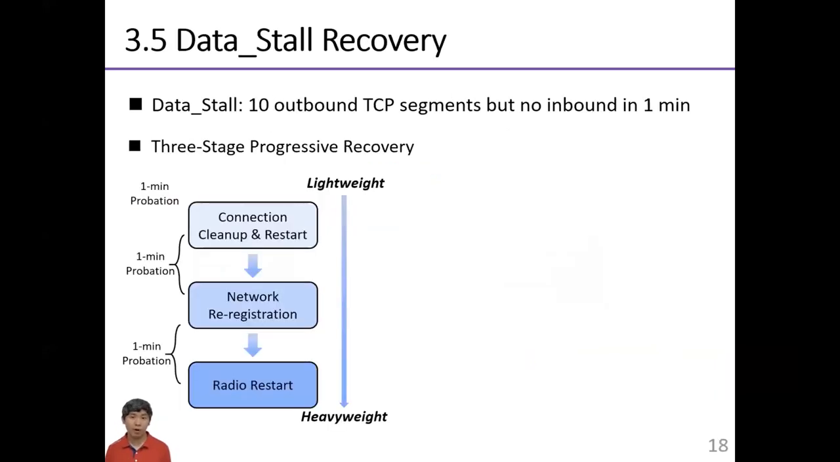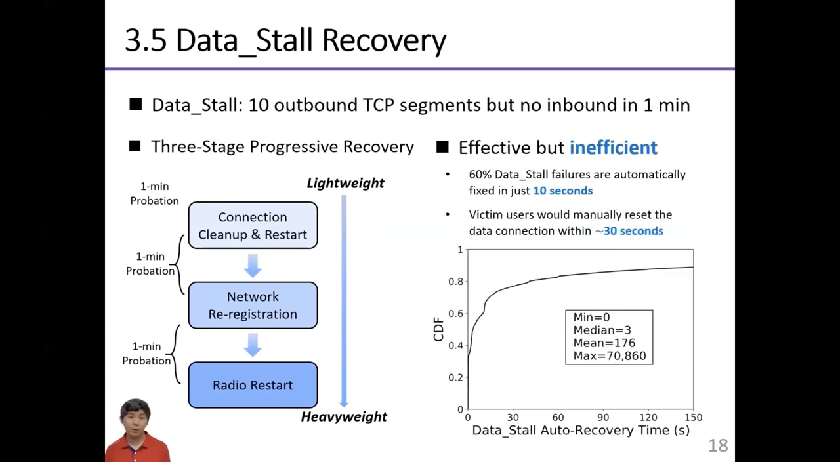As introduced before, data stall is among the major types of cellular failures. To address the problem, Android has developed a 3-stage progressive data stall recovery mechanism, which sequentially tries lightweight to heavyweight operations to fix the problem. Before launching each operation, it waits for 1 minute to check whether data connectivity has recovered. However, while Android waits for 1 minute, most victim users would often manually reset the data connection within 30 seconds if the connection does not recover. Therefore, the probation process is rather inefficient.